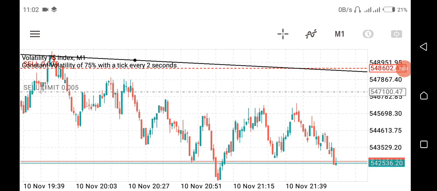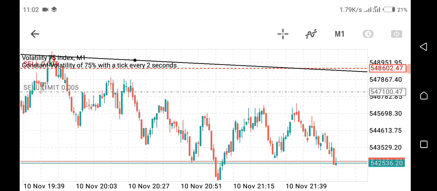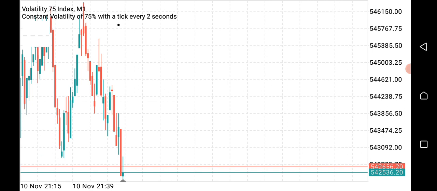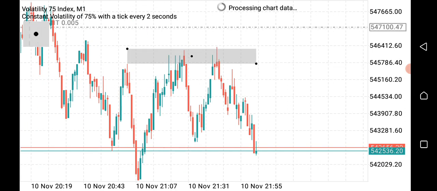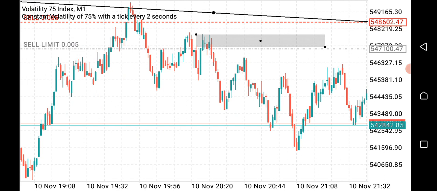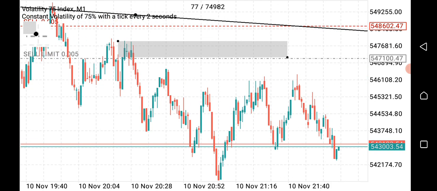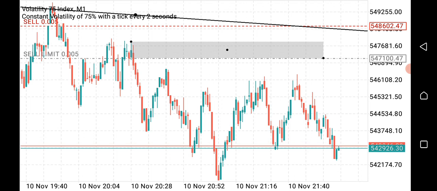This is Forex Shinobi. So you can see I have Volatility 75 on my screen, and this is the 1 minute time frame. So I've got this supply. I've got this 1 minute supply zone, and I already have my sell limits. So I'm waiting for the market to tap into the order block and activate the sell limit.